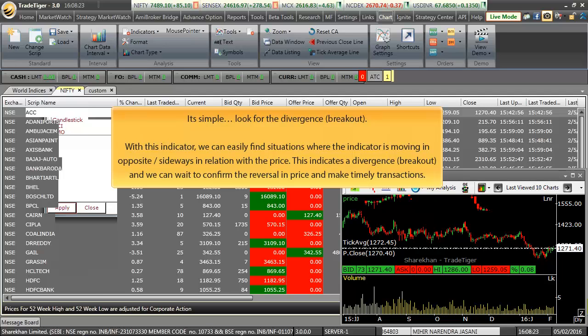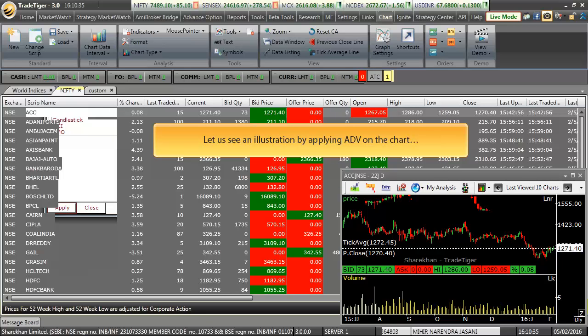Let us discuss. With this indicator, we can easily find the situations where the indicator is moving in the opposite or sideways direction in relation to the price. This indicates a divergence, and we can wait to confirm the reversal in price and make timely transactions. Well, let us take an illustration of it.